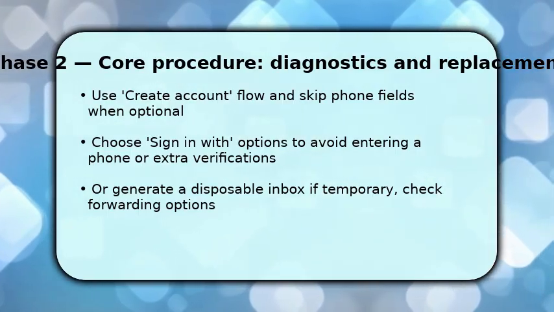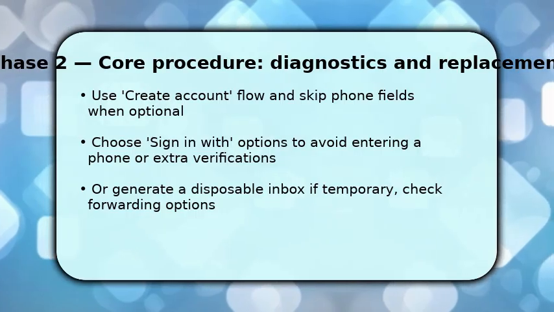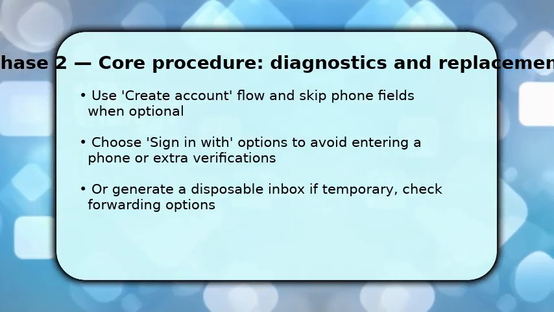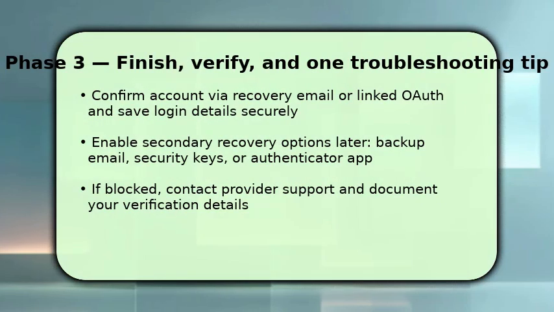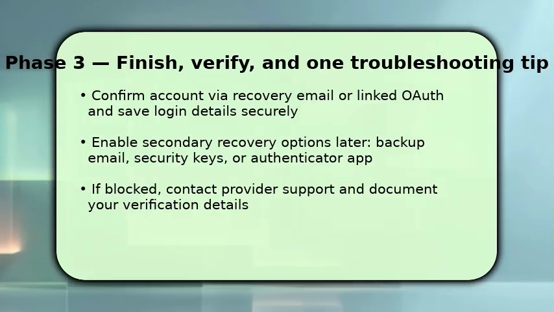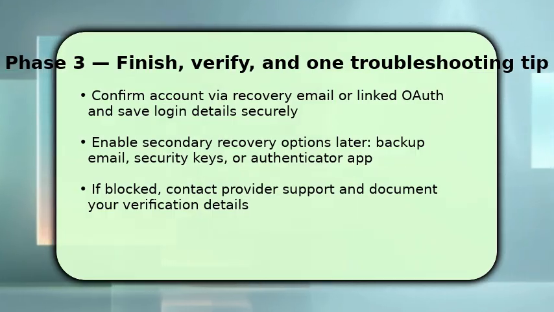Once the account exists, confirm the recovery email or linked OAuth account works. You finish by confirming the account with the recovery method you used. Open the verification email or confirm OAuth linkage. Make sure you store any login credentials or connection notes in a secure place. Later, add secondary recovery like a backup email or authenticator app to avoid future phone needs.